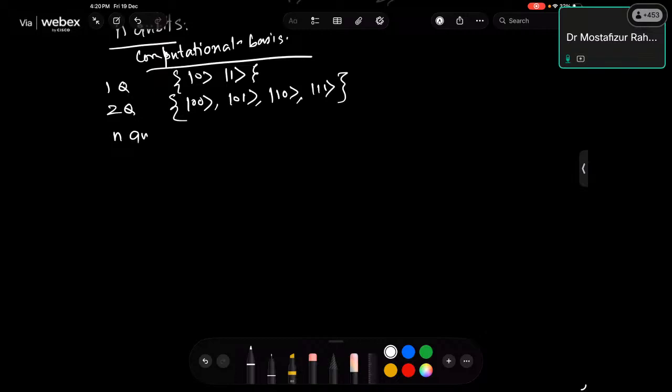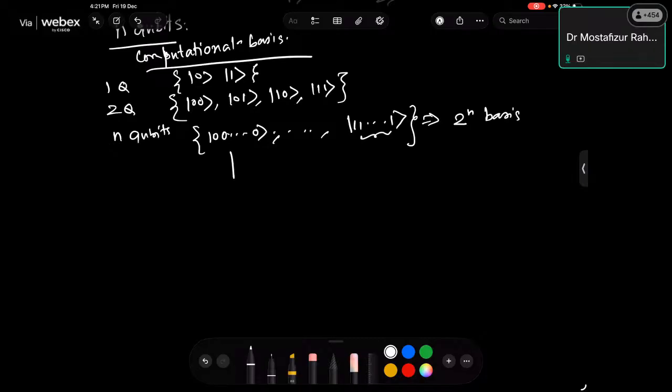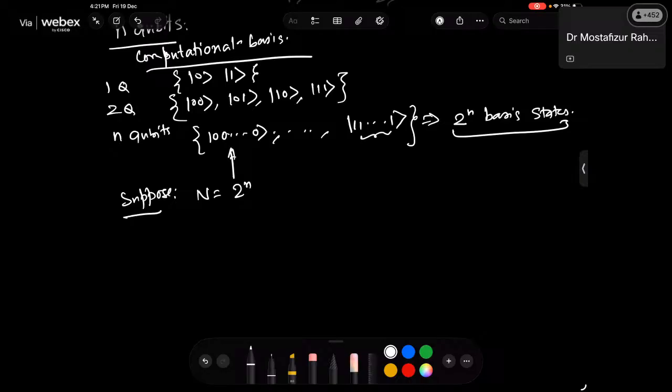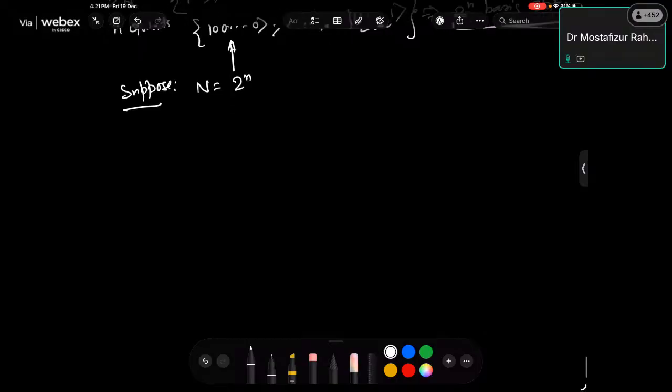And for n qubits, how many basis states will I have? I'll have from all zeros to all ones. But what is the length of this? If I have n qubits, I'll have 2 to the power n basis states. How many such vectors? 2 to the power n. Now we need to know how to create the Fourier basis. If we know the computational basis, then we are done.